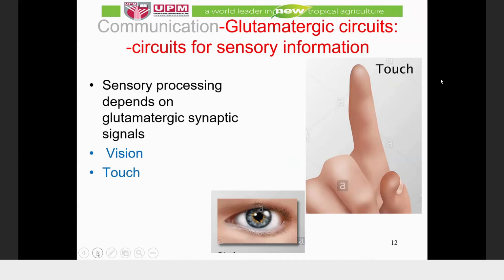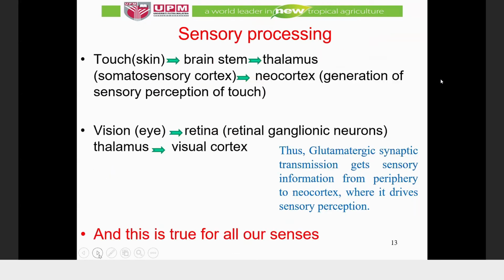Go further. The circuits for sensory processing depend on glutamatergic synaptic signals. Vision and touch are just two examples, and there are all the others also. So how does sensory processing take place?